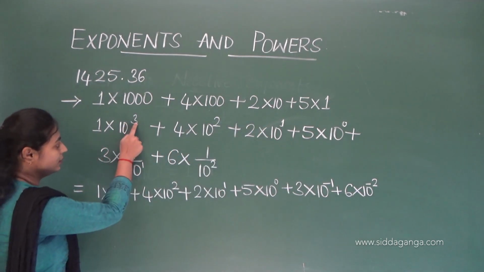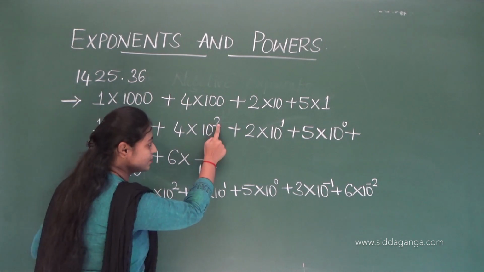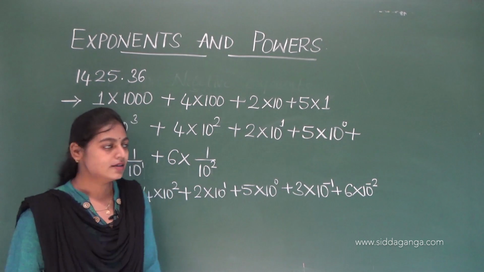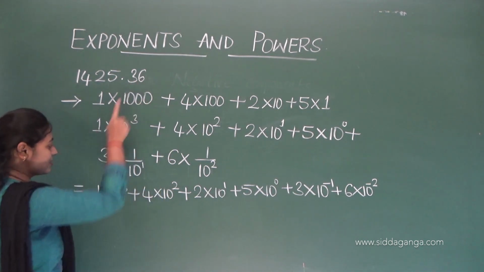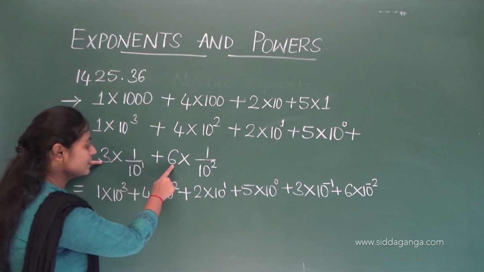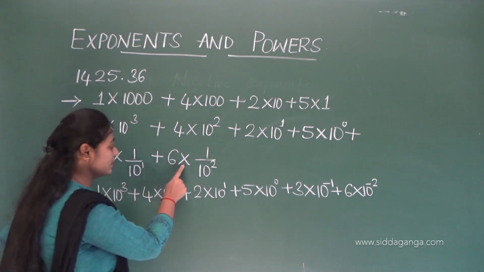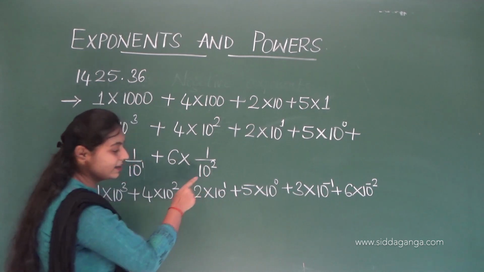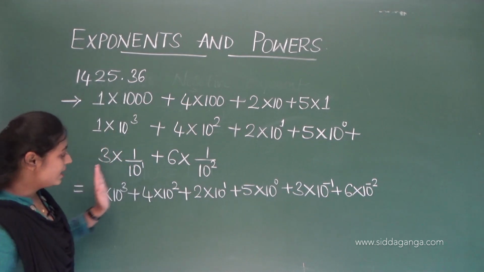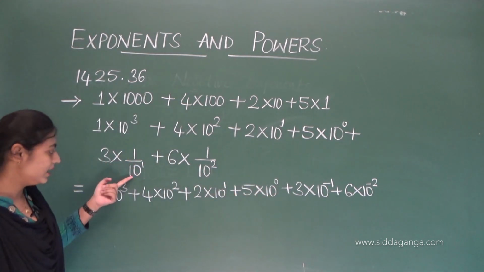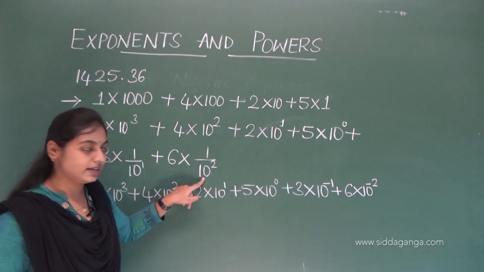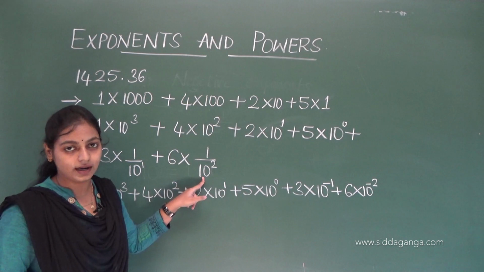1000 can be written as 10 cube, 100 can be written as 10 square, 10 can be written as 10 raised to 1, and 1 is nothing but 10 raised to 0. In 0.36, 3 should be divided by 10, so 3 into 1/10. 6 should be divided by 100, so 6 into 1 divided by 100. 100 is nothing but 10 square, so 1 divided by 10 square. As it is, 1 divided by 10 raised to 1 is 10 raised to the power of -1, and 1 divided by 10 square is 10 raised to the power of -2.